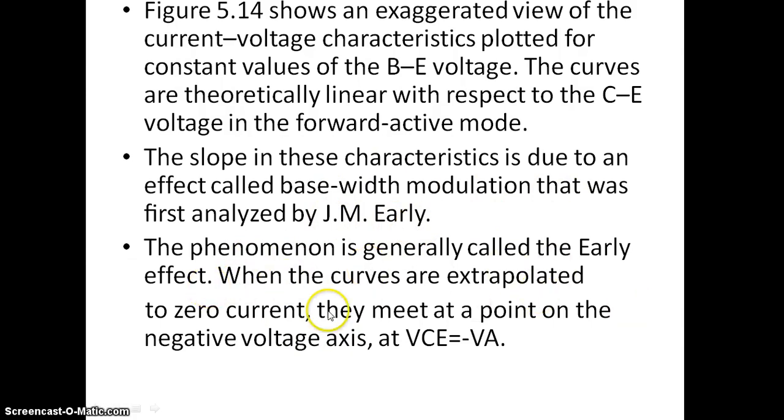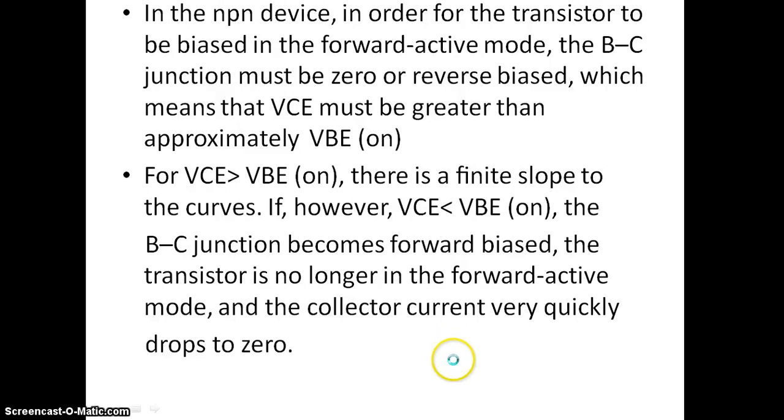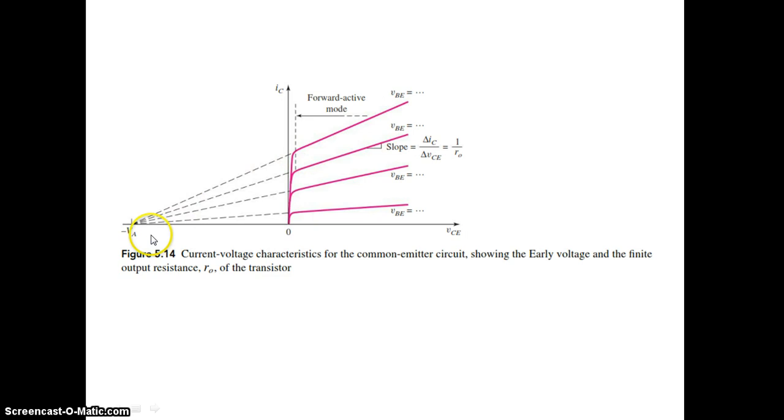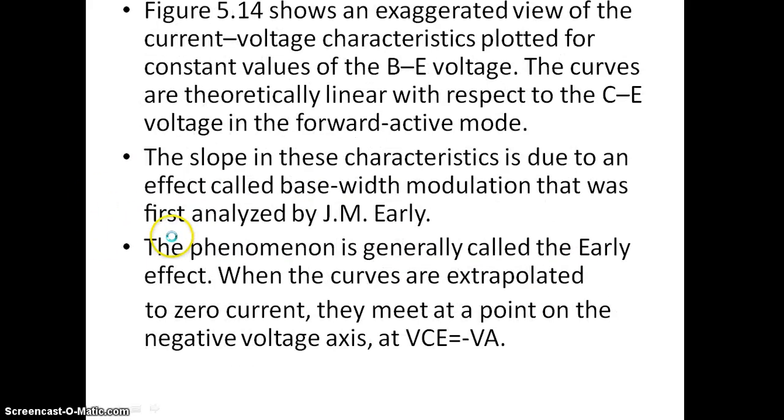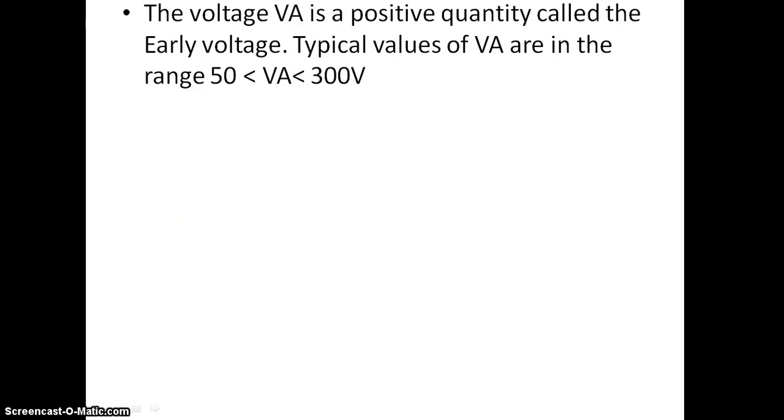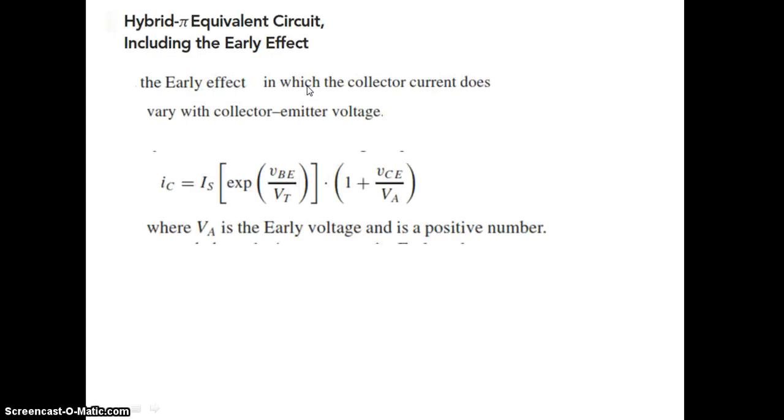When the curves are extrapolated to zero current, they meet at a point at a negative voltage, VCE equal to minus VA. So on extrapolating, the collector current becomes 0 at minus VA. The voltage VA is a positive quantity called the Early voltage, and the typical values of Early voltage are in the range of 50 volt to 300 volt.